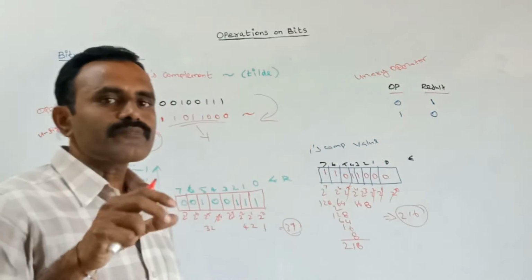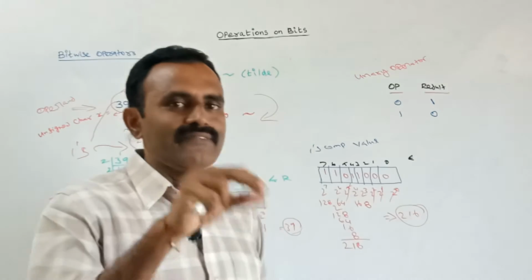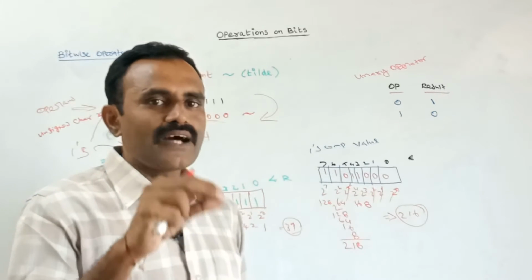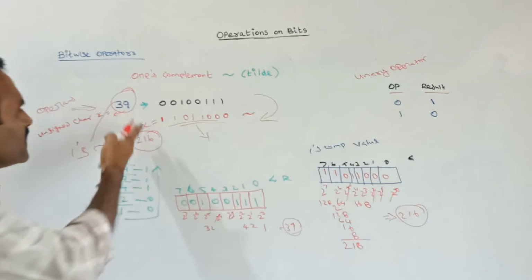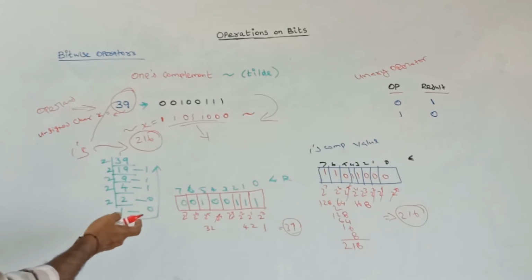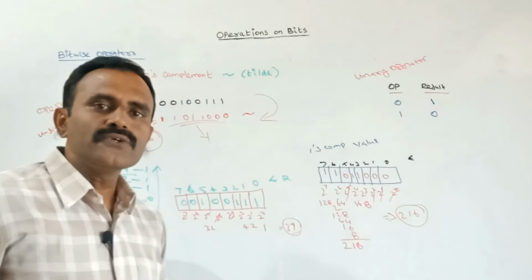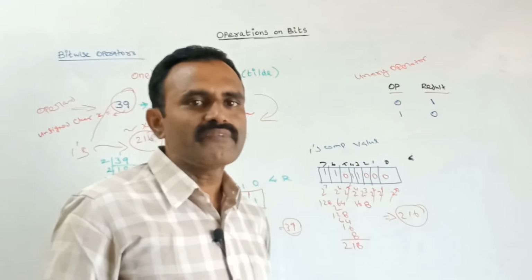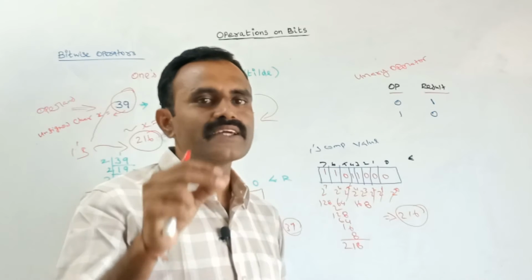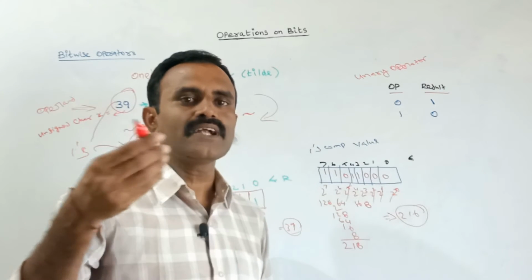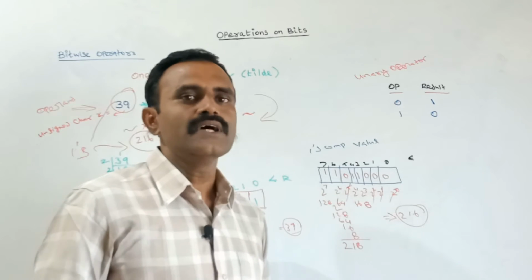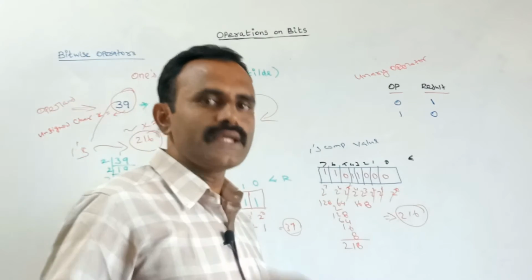We can store decimal values and after that find the ones complement of that decimal value. It understands decimal values, octal values and hexadecimal values. So while giving the value, we can give it in decimal format, and it will find the ones complement and return the value. Now let us see the simple example here.